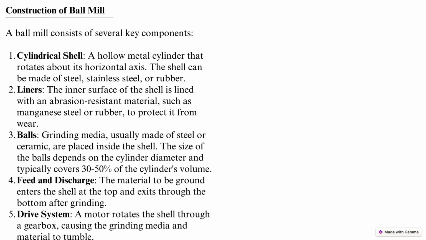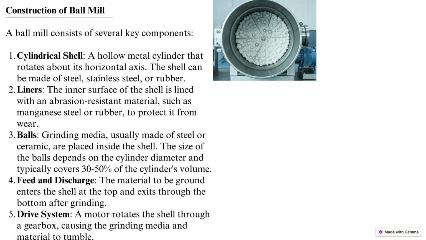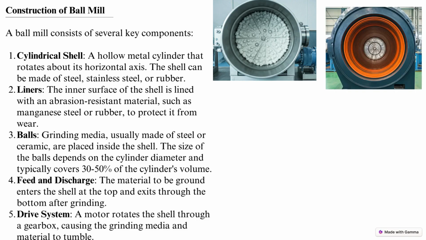Construction of ball mill. The ball mill consists of various parts. The first one is the cylindrical shell. It is a hollow metal cylinder that rotates about its horizontal axis. The shell can be made up of steel, stainless steel or rubber. The next part is liners. The liners cover the inner surface of the shell, and are made up of abrasion resistant material such as manganese steel or rubber to protect it from wear and also to protect the product from contamination.